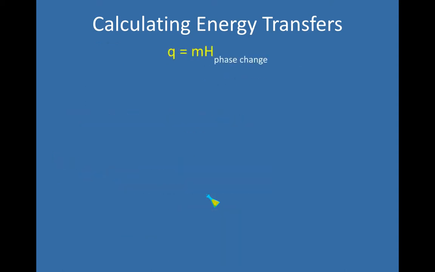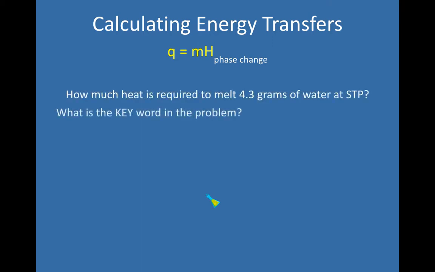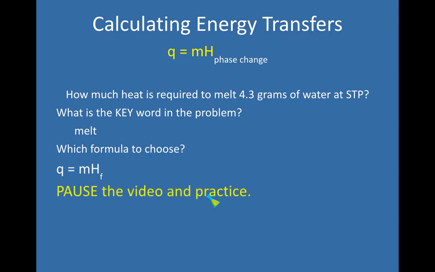But what if temperature is not changing? Remember, during a phase change, temperature does not change. So let's try this one. How much heat is required to melt 4.3 grams of water at STP? What is the key word in that problem? Melt. The key word is melt. That's going to help you choose the right formula. Melting is Q equals mHf. Fusion is melting. Pause the video and actually solve the problem.